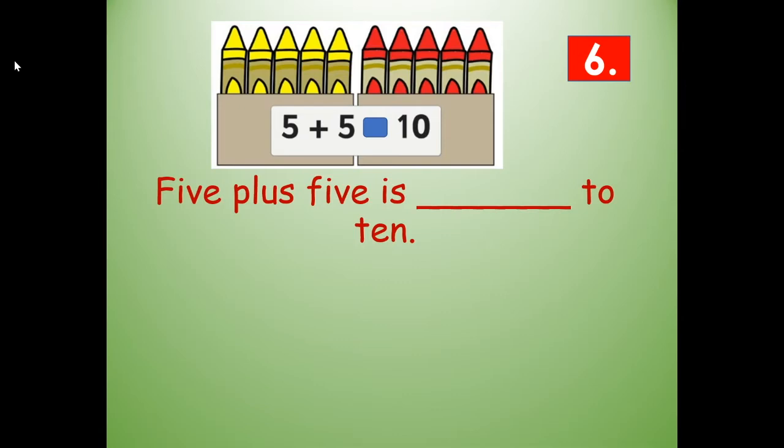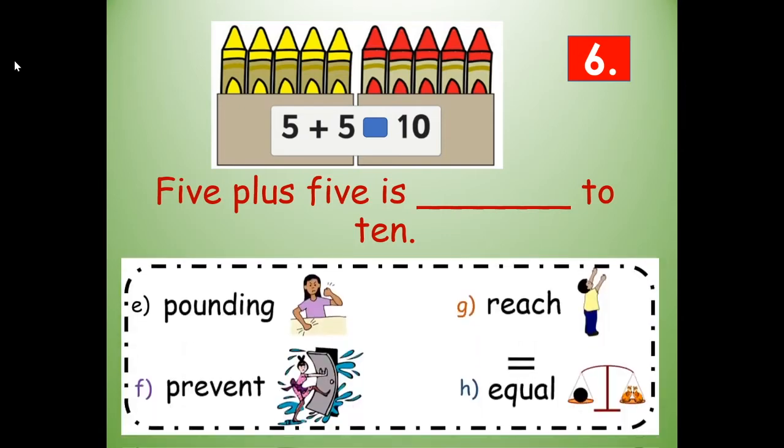Number 6, 5 plus 5 is blank to 10. 5 plus 5 is pounding to 10. 5 plus 5 is prevent to 10. 5 plus 5 is reach to 10. Or 5 plus 5 is equal to 10. What makes the best sense given our picture clues and where the word is in the sentence? Equal, E-Q-U-A-L. 5 plus 5 is equal to 10. They are the same. 5 and 5 is 10, and 10 is 10. Equal.